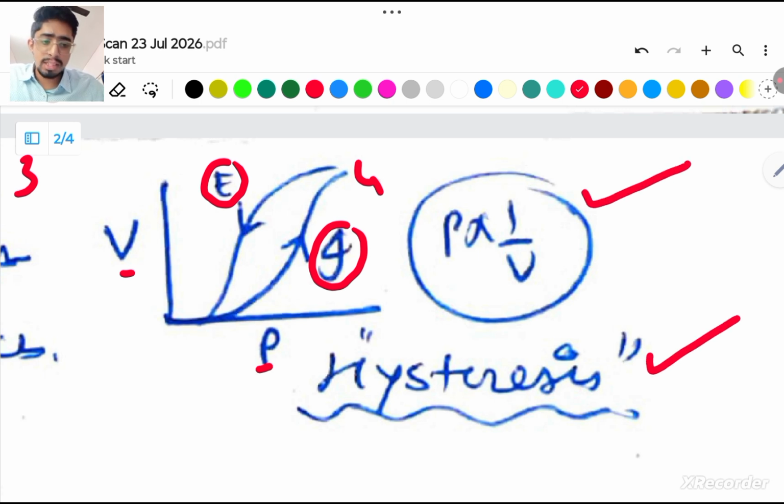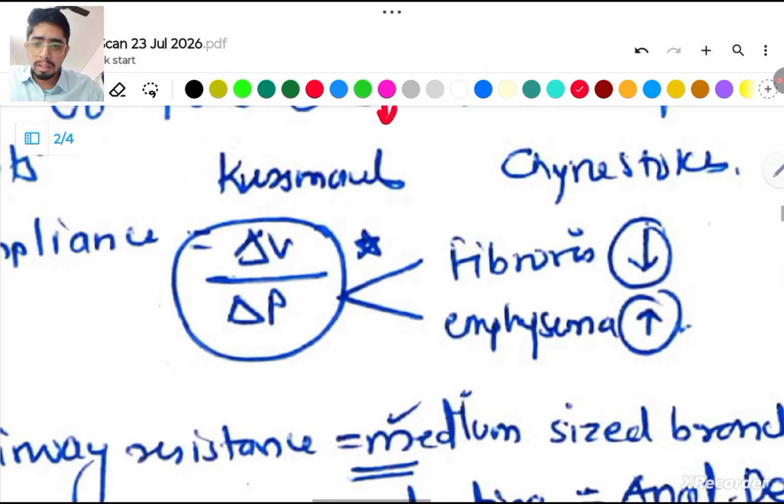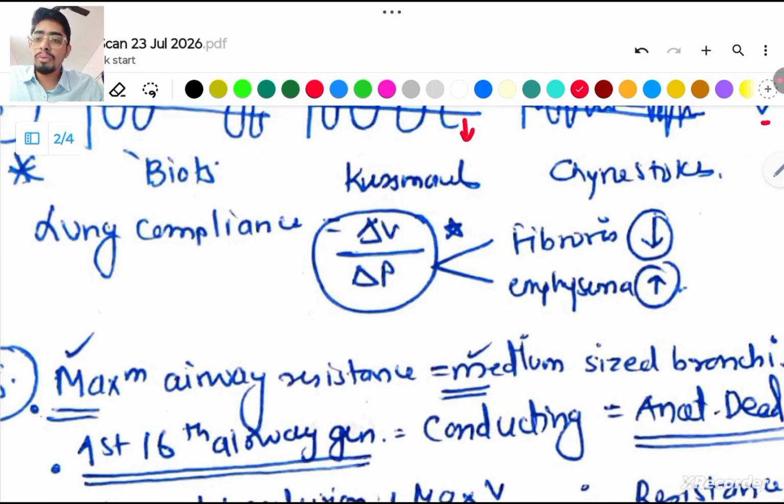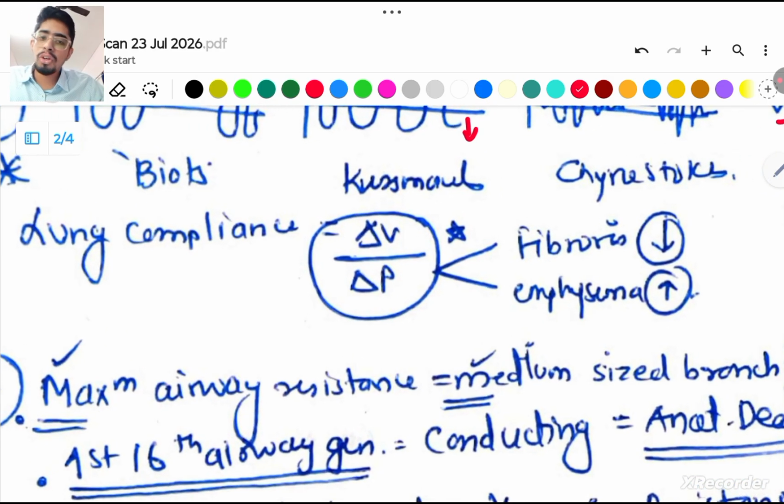This is called your hysteresis loop. Okay, now lung compliance, the only formula you need to remember is the change in volume upon change in pressure. That is your compliance of the lung.